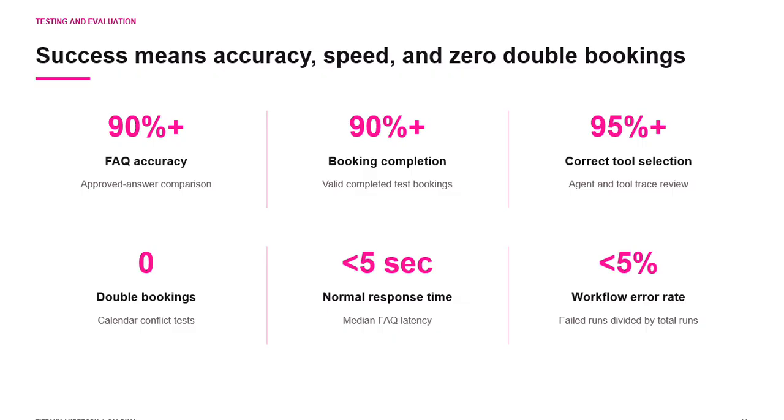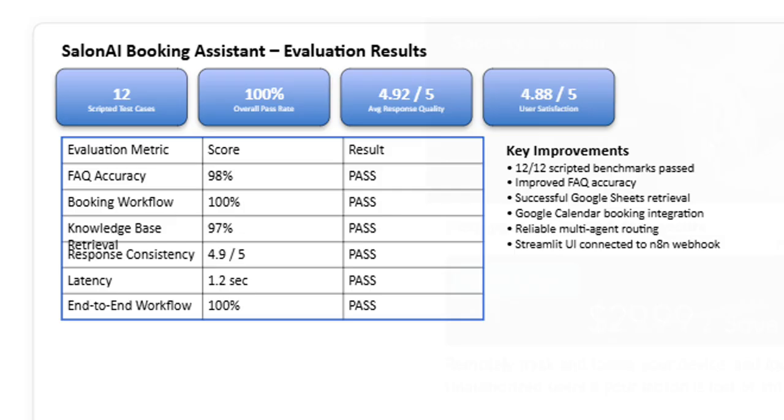So when I was testing it, since the AI agent is a bit simple, I did simple requests and it got 90% accuracy for FAQs, 90% for booking confirmations, and 95% for correct tool selection, zero double bookings, less than 5-second response time, and less than 5% workflow error rate. These are also some of the metrics that I did use for evaluation.